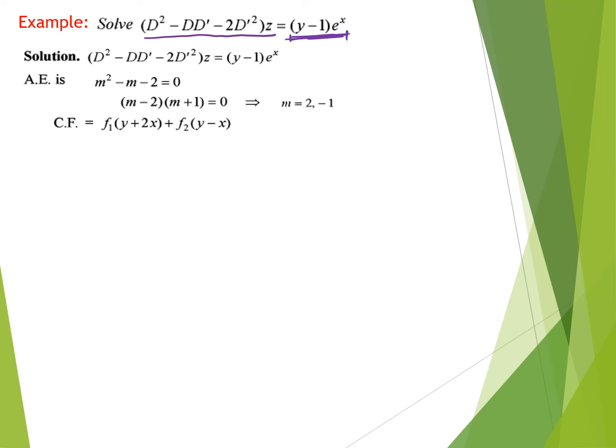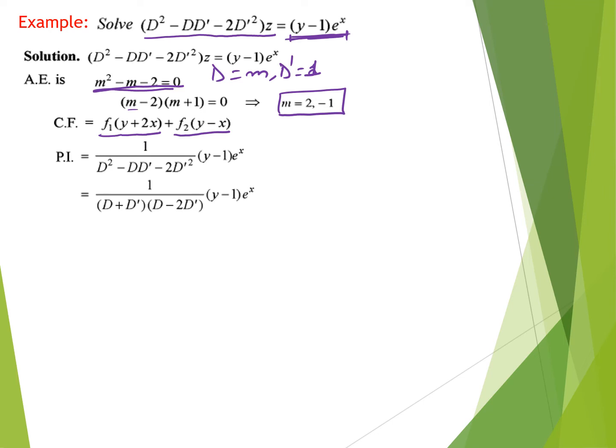To solve it, first we have to find out the auxiliary equation. That means D is replaced by m and D dash is replaced by 1. So we get this auxiliary equation. We have to find out the roots, and the roots of this equation are 2 and minus 1. Now the CF will be f1(y plus m1x) plus f2(y plus m2x).